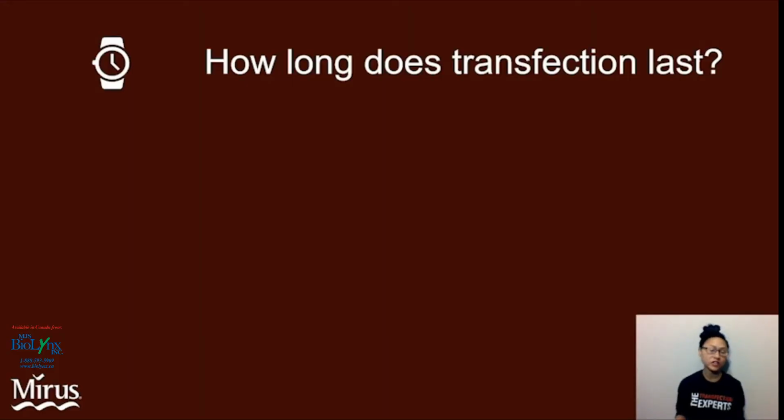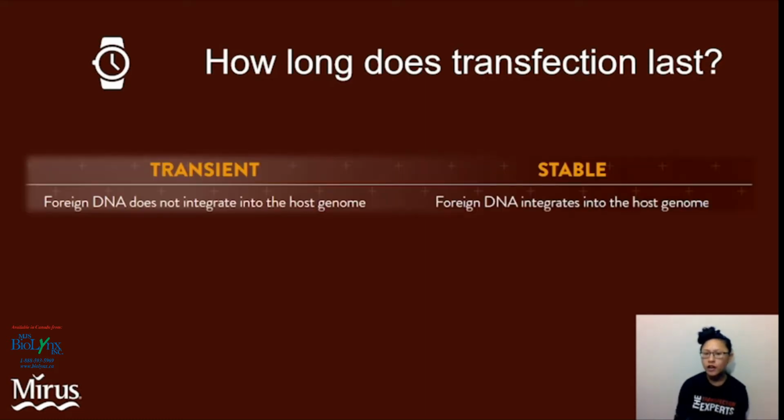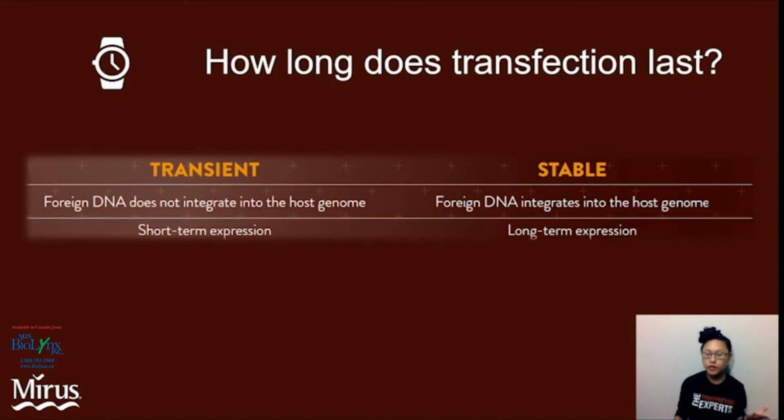Then, a question that we often get is, how long does gene expression post-transfection last? Is it forever? And it depends. You might have heard of these terms before, transient versus stable. And it's exactly what it sounds like. Essentially, transient transfection isn't permanent. The transfected material doesn't integrate into the host cell's genome, so it doesn't replicate when the host cells divide. And as a result, that expression is short-term.